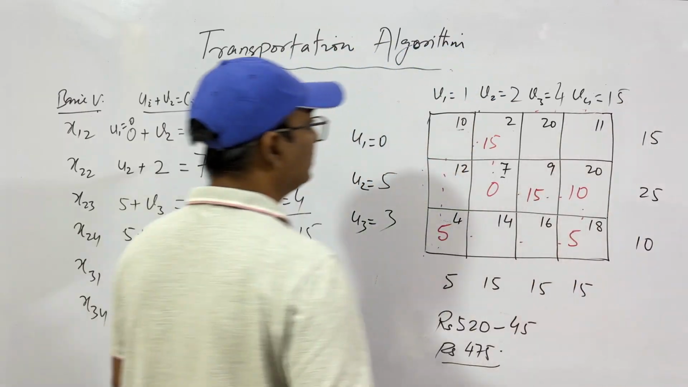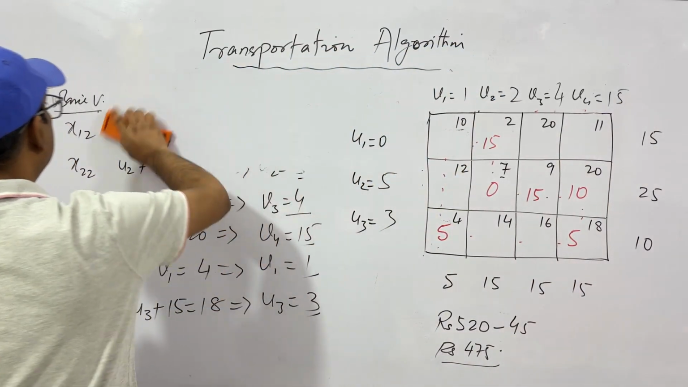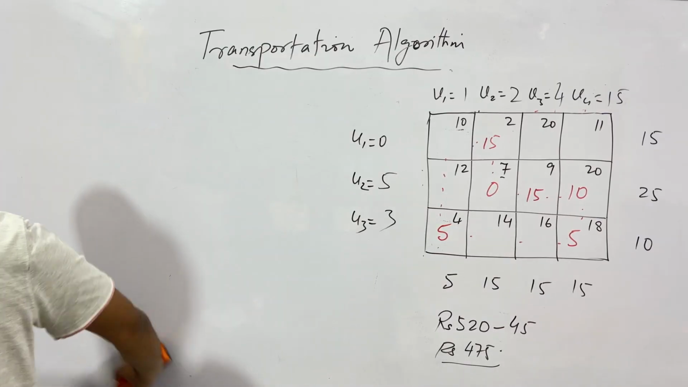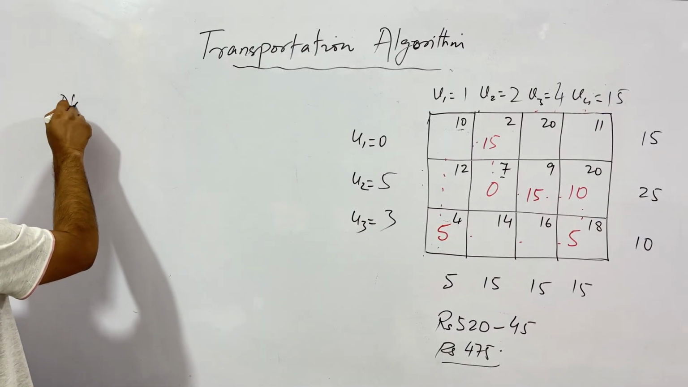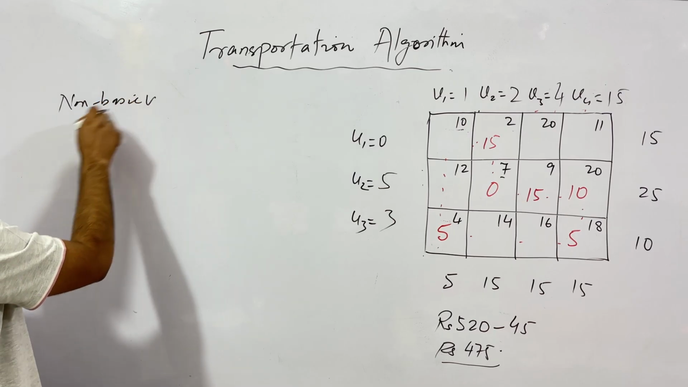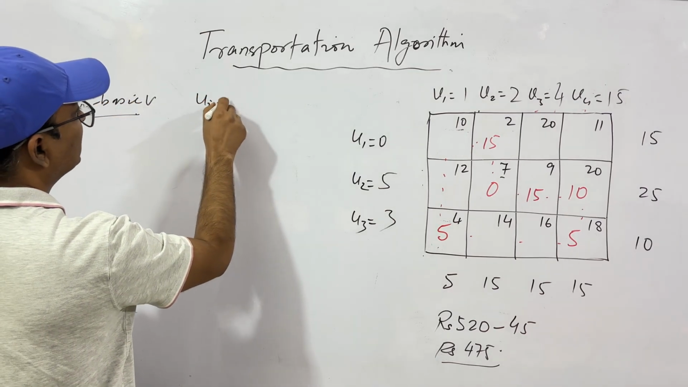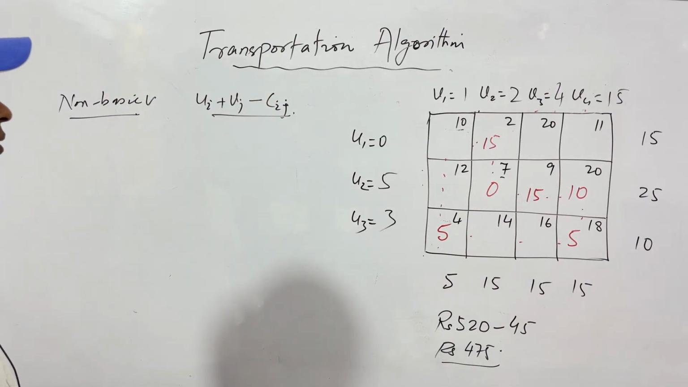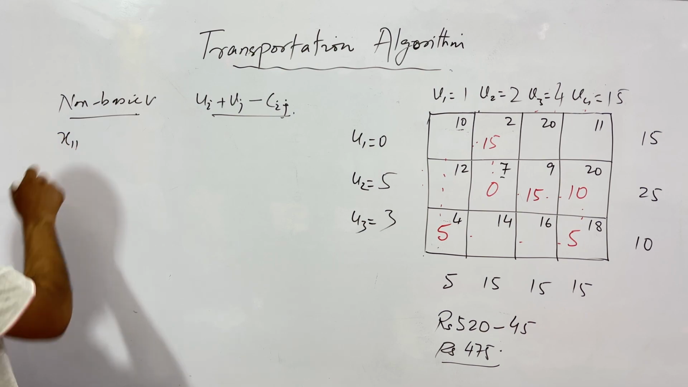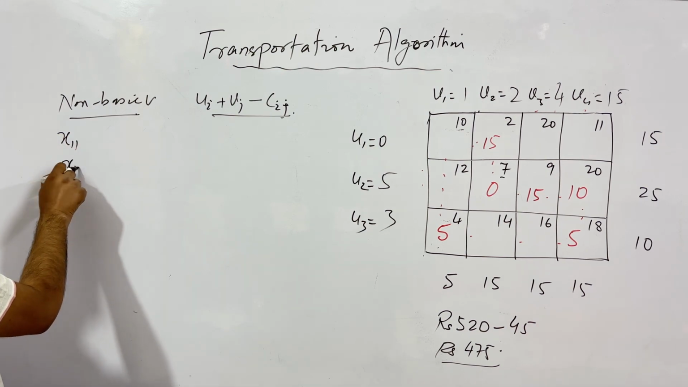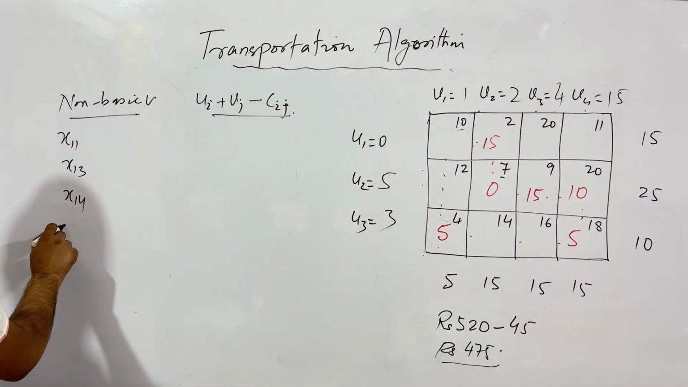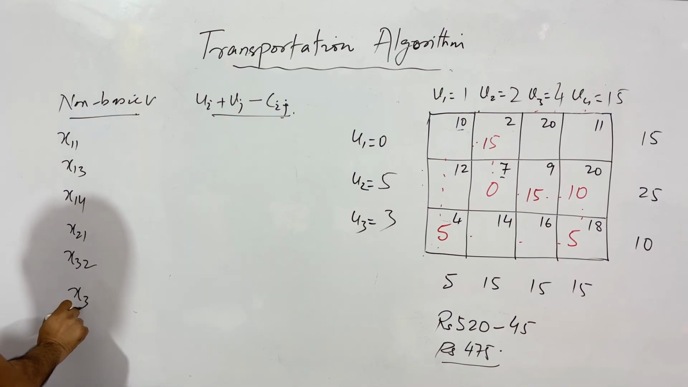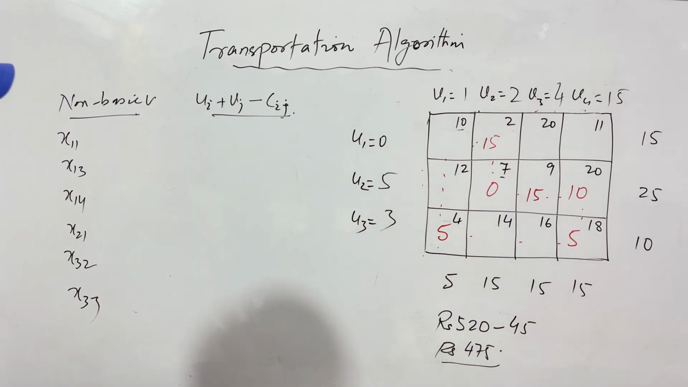Okay, so we have written this from the basic variables. Now what we'll have to do? We'll have to see for the non-basic variables. And what we'll be doing? ui plus vj minus cij. We'll find this value. So what are the non-basic variables now? x11, x13, x14, then x21, then we have x32, x33, 1, 2, 3, 4, 5, 6. So these are non-basic variables.